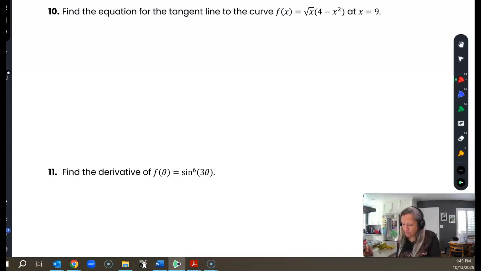All right, let's find the equation for our tangent line. So this question, you had multiple ways through. One was to use a product rule. That's what most people did.